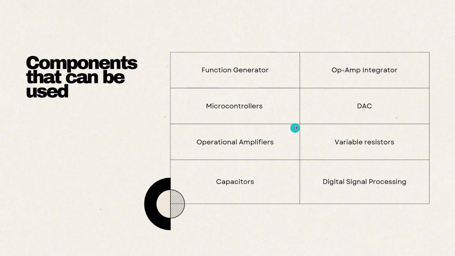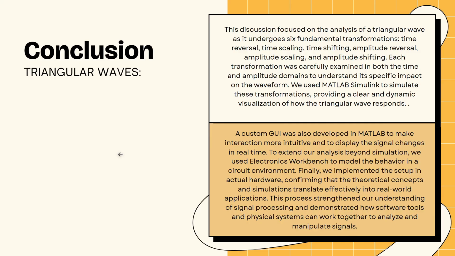To modify these waveforms, use operational amplifiers for inversion, gain control, and DC offset, variable resistors or capacitors for time scaling or frequency tuning, and digital signal processing if you're implementing these transformations in code. Together, these implementations bridge the gap between mathematical models and real-world applications, whether you're building filters, audio circuits, or control systems. And that brings us to the end of our lesson on triangular waves.